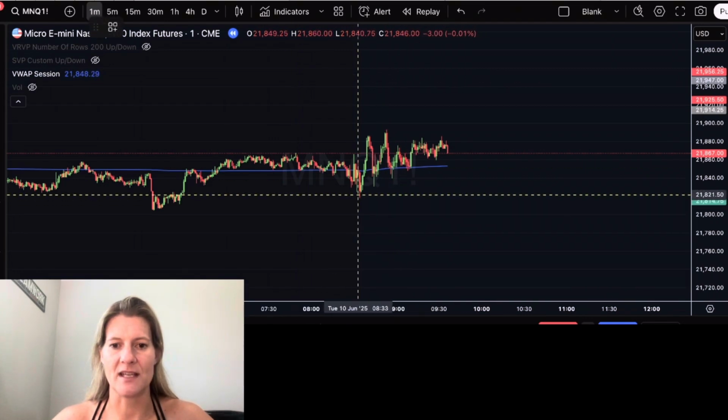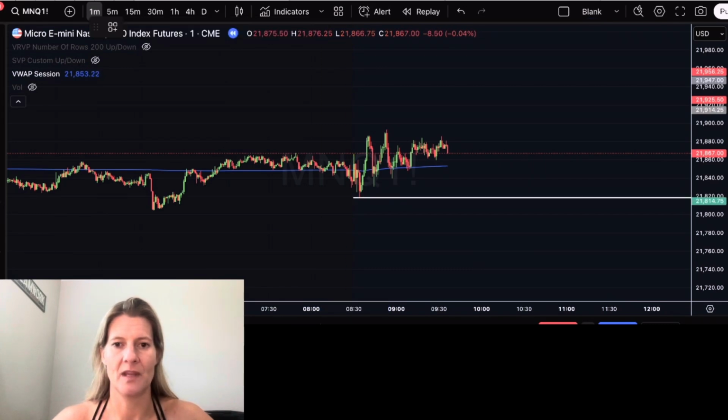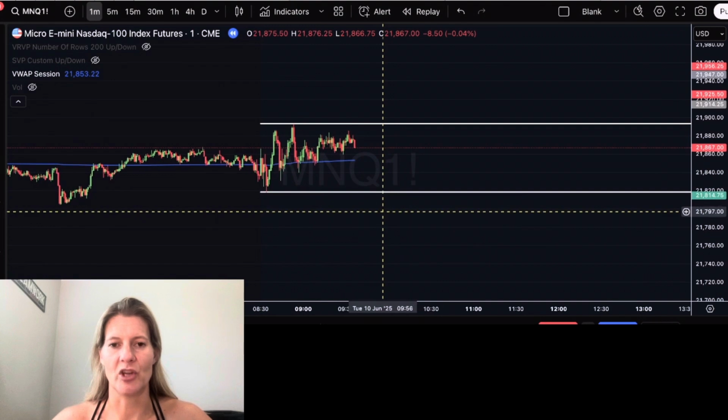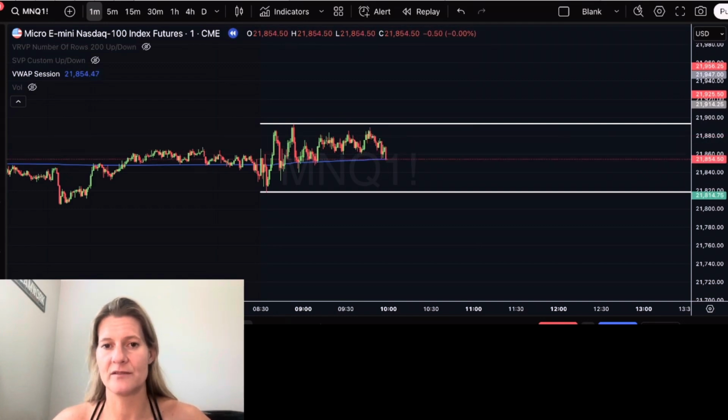This is the opening candle right here. This is the initial balance low, and this is the initial balance high. So we're looking for a trend continuation or a failed auction. Let's see what we can get. We wait for it to retest one of the ends of the range.